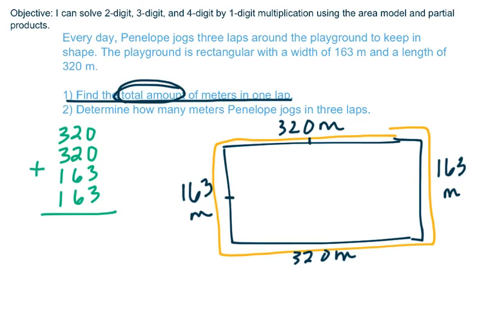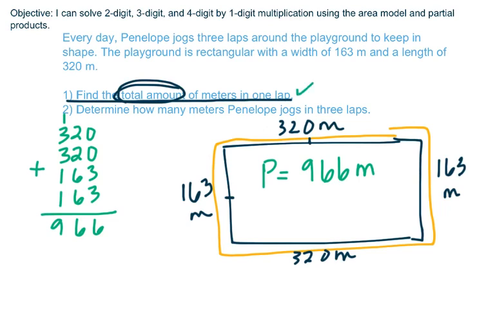You do what makes sense to you, so long as you have all of those sides recorded in the problem that you're solving. So I've got 3 plus 3 is 6, 2 plus 2 is 4, plus 6 is 10, plus another 6 is 16, carry the 1, 1 plus 3 is 4, plus another 1 is 5, plus 3 is 8, plus 1 is 9. So I'm showing that my perimeter, P for perimeter, is 966 meters. That is the total amount for one lap traveled around the whole playground.